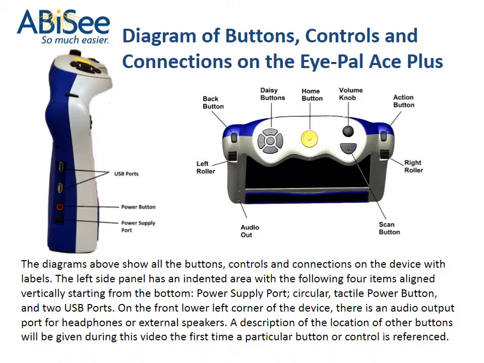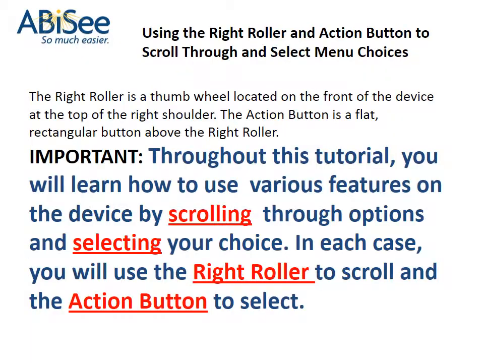On the front lower left corner of the device, there is an audio output port for headphones or external speakers. A description of the location of other buttons will be given during this video the first time a particular button or control is referenced. Using the right roller and action button to scroll through and select menu choices.